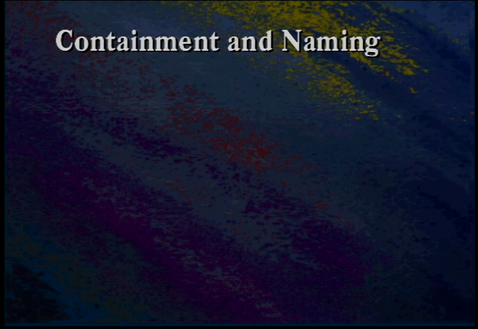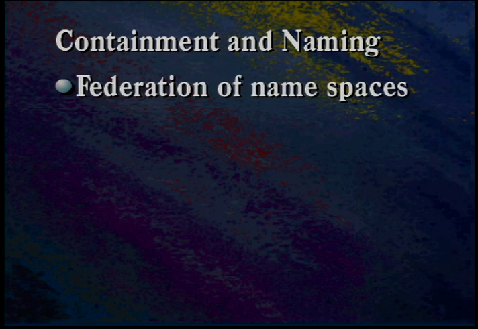Moving on to talk about containment and naming. With the OLE architecture, we're trying to solve the problem of an evolving world. We need to deal with past history and future services that are going to come into being. In order to deal with naming in this world, we have come up with a scheme for federating different namespaces. Clients can use names irrespective of the namespace they belong to.